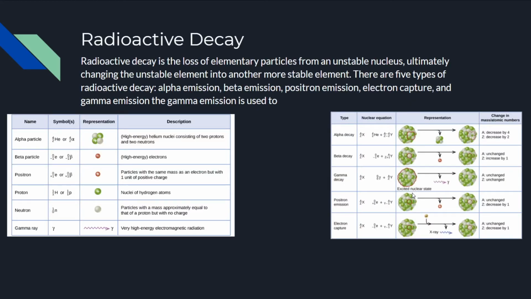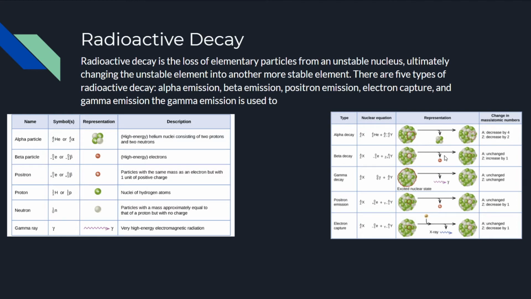And so now we have radioactive decay. Radioactive decay is the loss of elementary particles from an unstable nucleus, ultimately changing the unstable element into another, more stable element. And there are 5 types of radioactive decay: alpha emission, beta emission, positron emission, electron capture, and gamma emission.